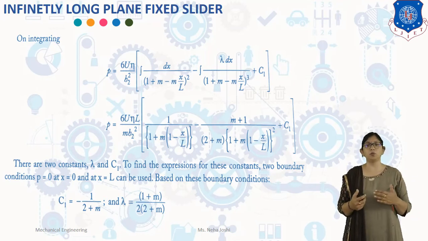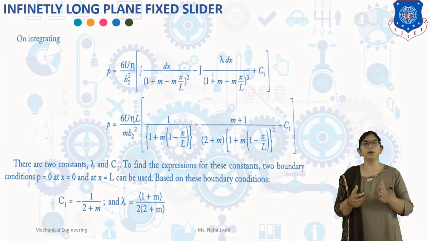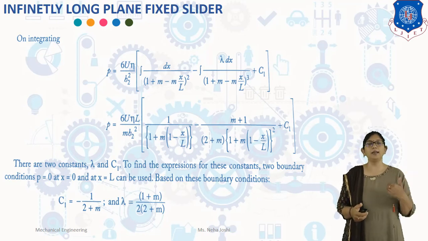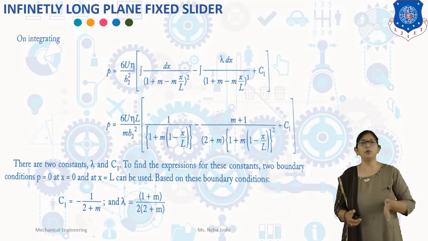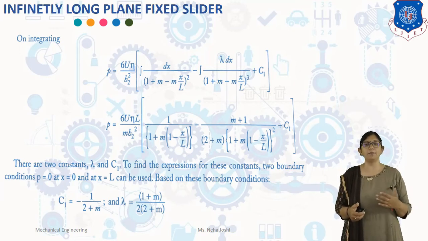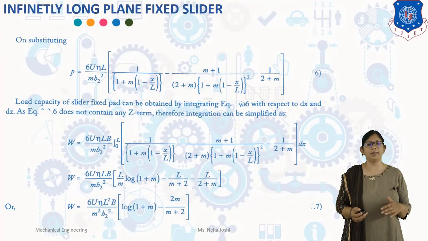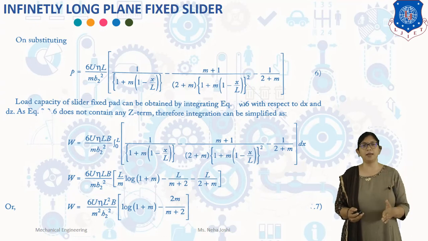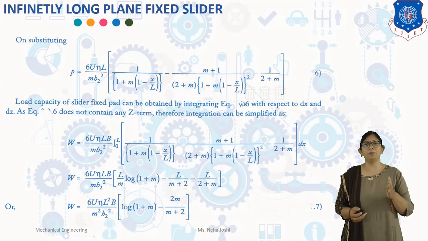To find the expression for these constants, two boundary conditions, p is equal to 0 at x is equal to 0 and at x equal to l, can be used. Based on these boundary conditions, we get the value of c1 which is equal to minus 1 by 2 plus m, and lambda is equal to 1 plus m into 2 divided by 1 plus m divided by 2 into 2 plus m. Now on substituting, we get the final equation p is equal to 6 U eta into l divided by m x square, 1 divided by 1 plus m into (1 minus x by l) minus (m plus 1) 2 by m into (1 plus m) into (1 minus x by l) whole square, minus 1 by 2m.